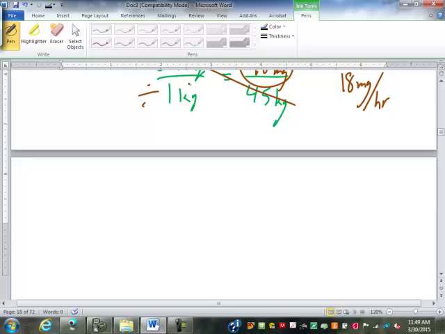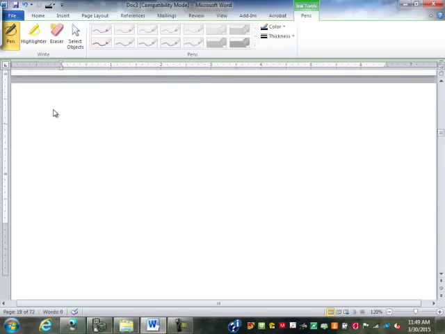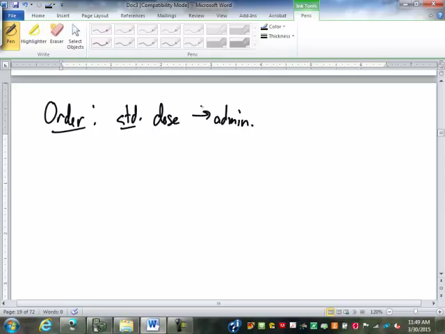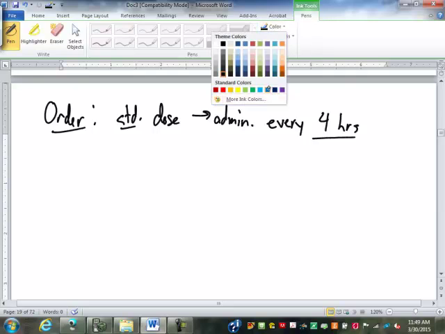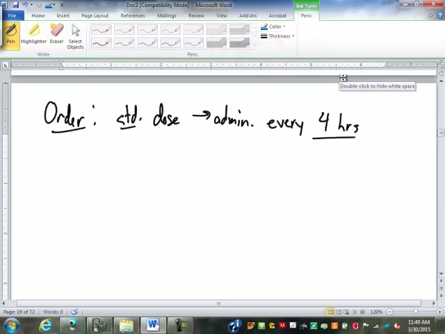Well, let's get a little more complex on this. Let's say that we have orders for the appropriate dose. We can call it standard dose, to be administered. I'm not going to get into the abbreviations here. It could be a Q4H or whatever. We're going to say administered every 4 hours. So that would be a Q4H if we were actually using the medical abbreviations, but we're going to keep those out of it for now.